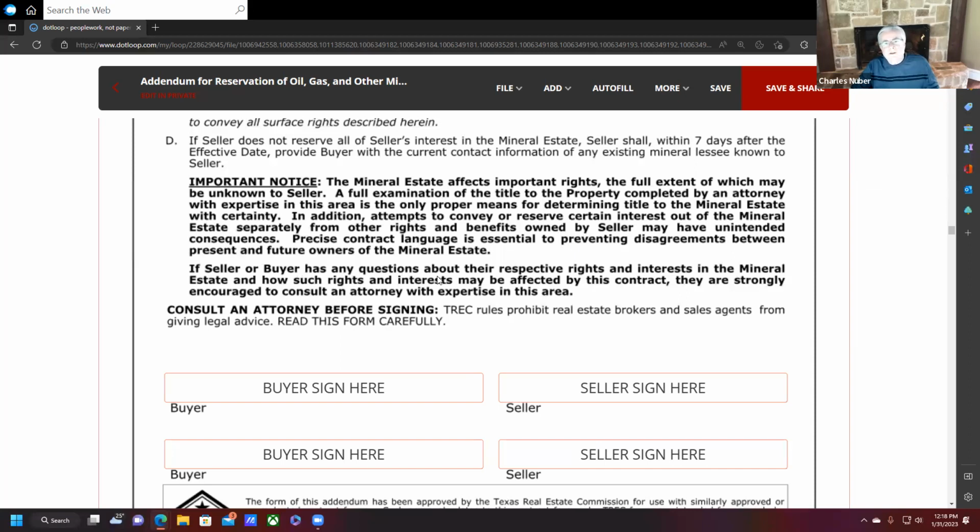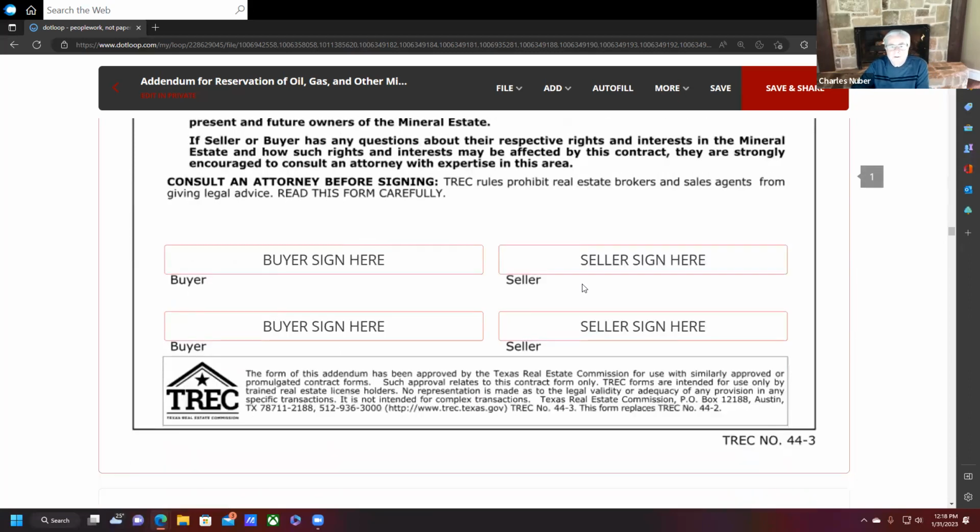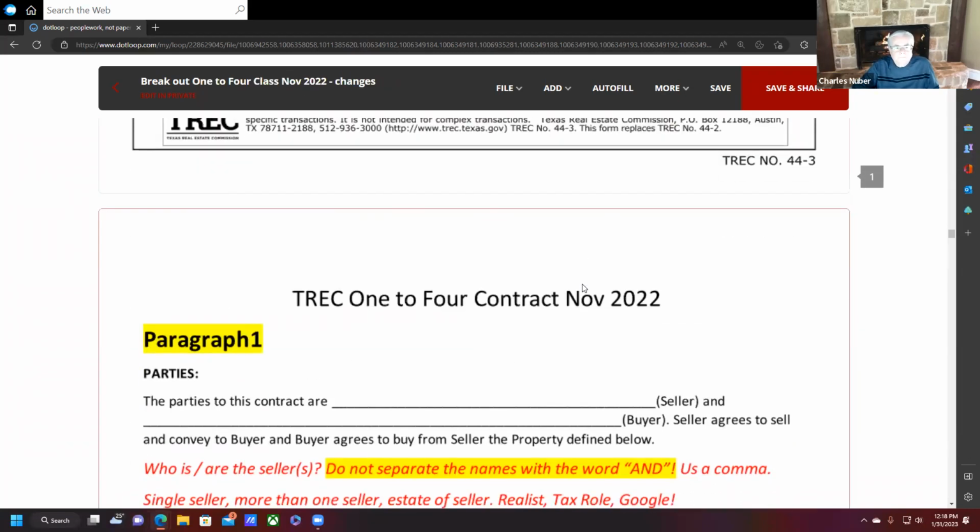If the seller or buyer has any questions about their respective rights and interest in the mineral estate and how much rights and interest may be affected by this contract, strongly encourage them to consult an attorney with expertise in this area. Not just the family law attorney, somebody that is a mineral rights attorney. Okay.